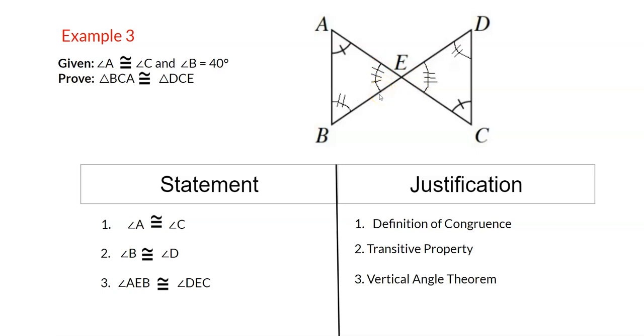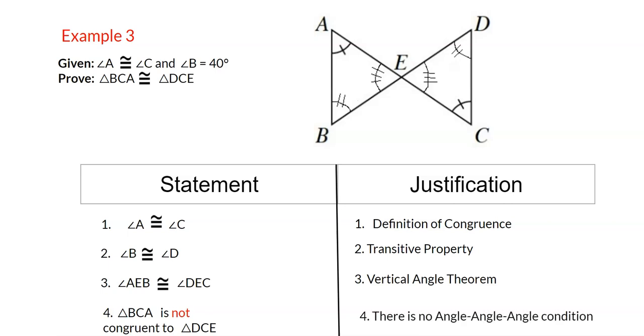If I look at this carefully from my three statements, I have angle, angle, angle. And that, I believe, is not one of the four conditions. Although this looks good, it is not one of the four conditions. So because of that, our triangle BCA is not congruent to DCE. The justification is that there is no angle, angle, angle condition.